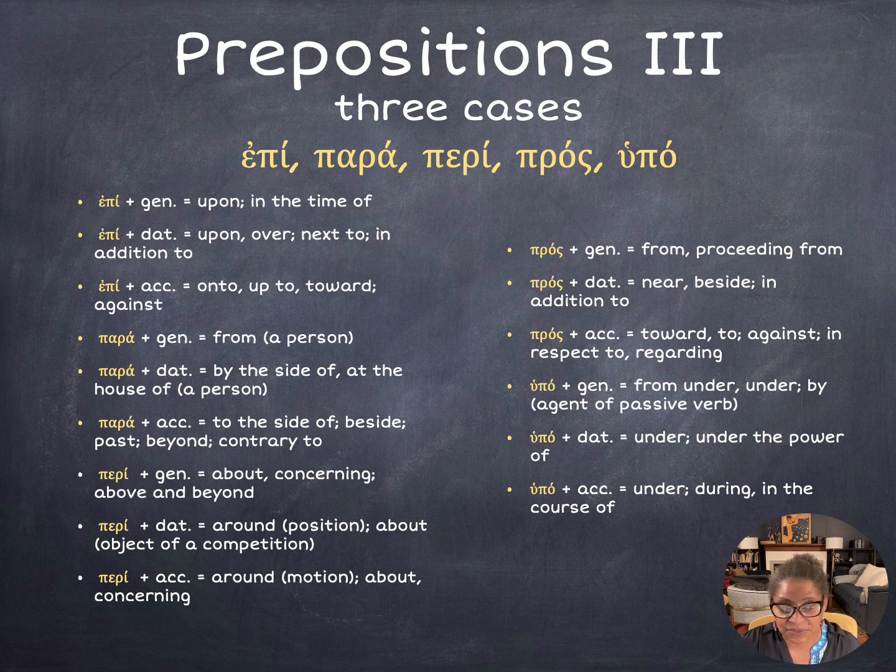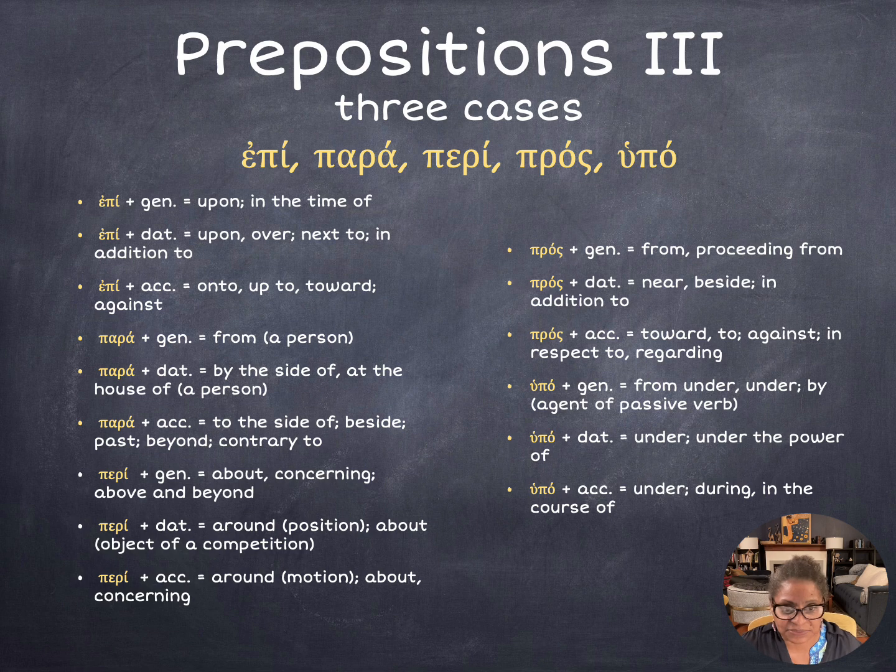So para plus a genitive, from a person. So apo is generally from, but with para, you're coming from someone. Para plus a genitive, from someone. Para plus the dative, by the side of a person, often at the house of a person. In French, it would be something like chez. Para plus the accusative, toward the side of a person, to beside them, going past somebody, going beyond them, contrary to something, would be para.